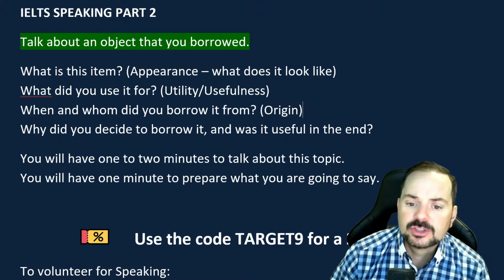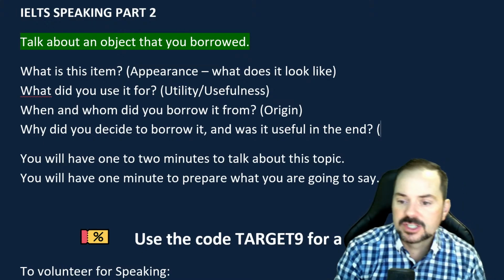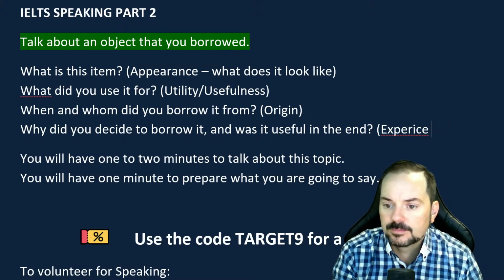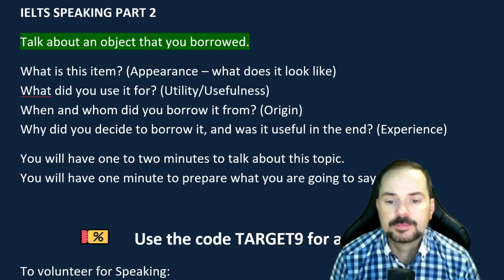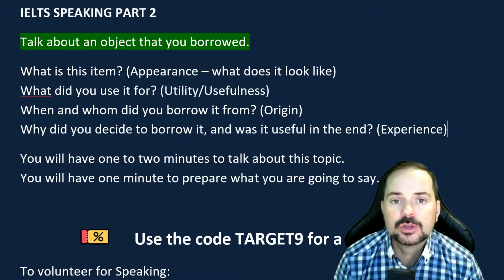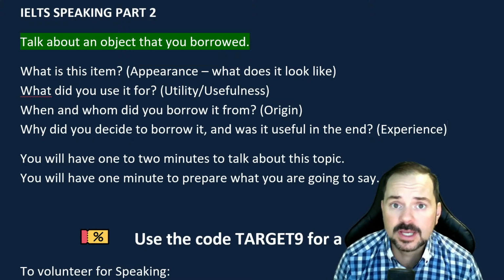Why did you decide to borrow it, and was it useful in the end? So this is your experience with the object. Okay, and that's also another piece to include. So here, the only element that we don't see is its function, like how do we actually use it, okay?